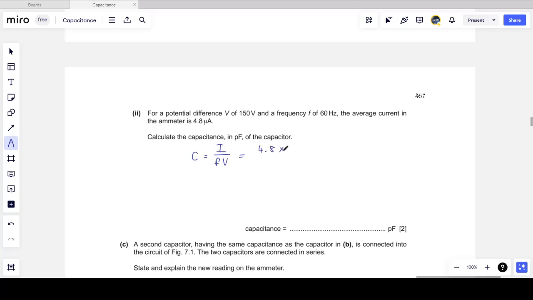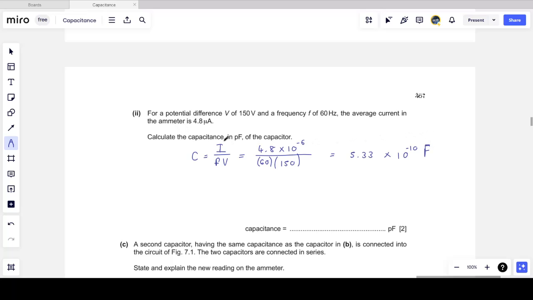So the current is 4.8 times 10 to the minus 6 amperes, 4.8 microamperes, divided by the frequency of 60 Hertz times the potential difference across the plates, 150 volts. And what I get is 5.33 times 10 to the minus 10 farads.